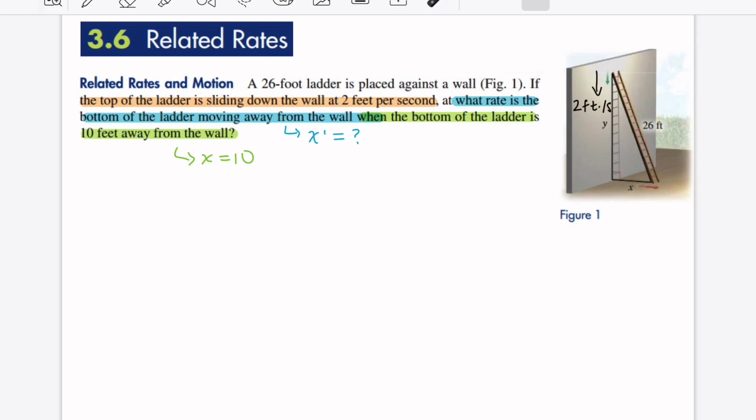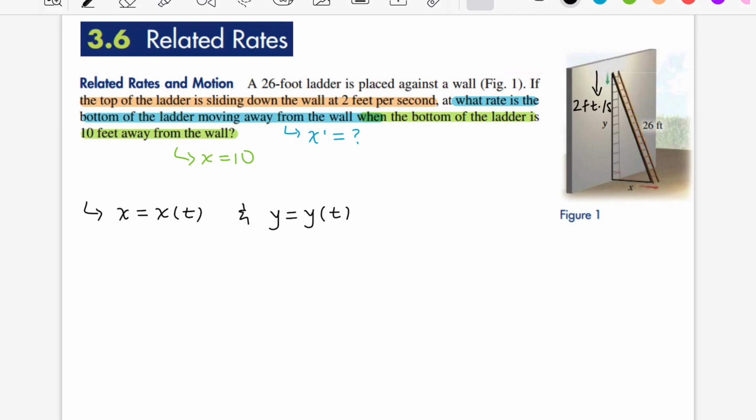Now notice this distance x is going to be changing with time. The bottom of the ladder is moving at a certain rate, so this distance x is going to change with time. So x is a function of t. Similarly, the distance y is also going to be changing with time if the top of the ladder is moving at a certain rate. So x and y are both going to be functions of time.